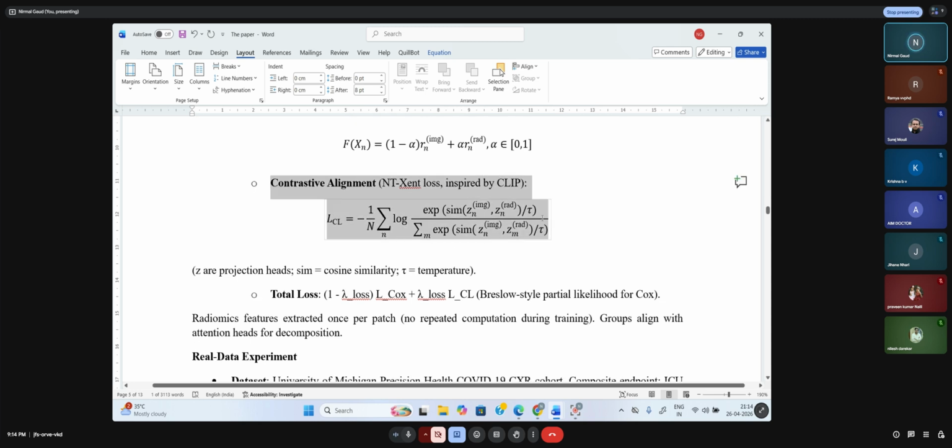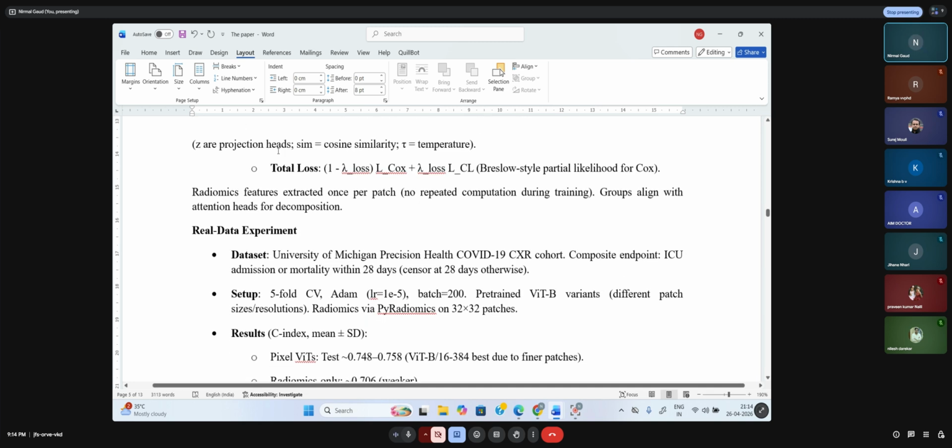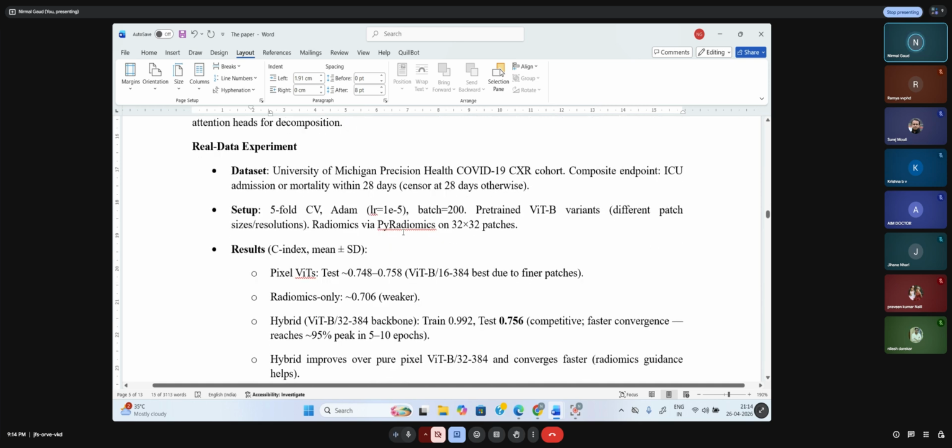Contrastive alignment has also been taken, inspired from CLIP, to identify which are similar and which are dissimilar. That means positive and negative. And then they have also applied this Cox loss. The data set which they have taken is the COVID-19 CXR data set. Five-fold experimentation they have done.